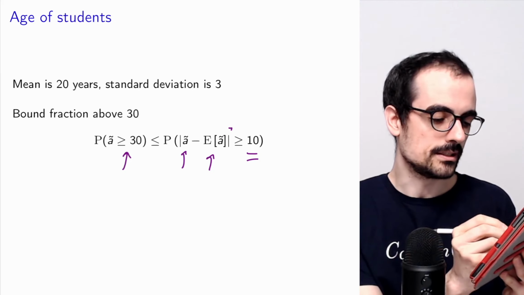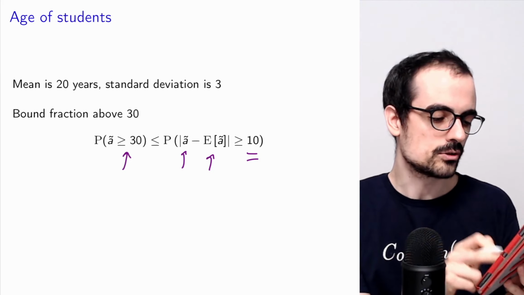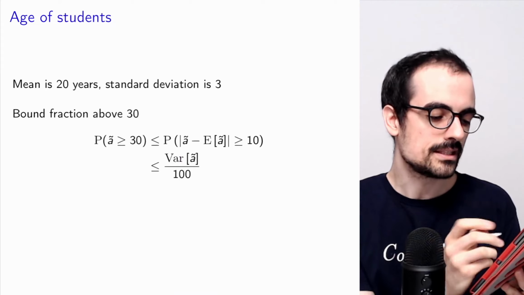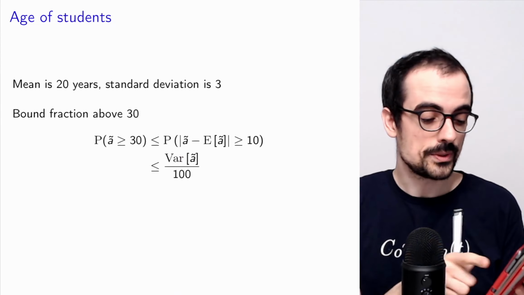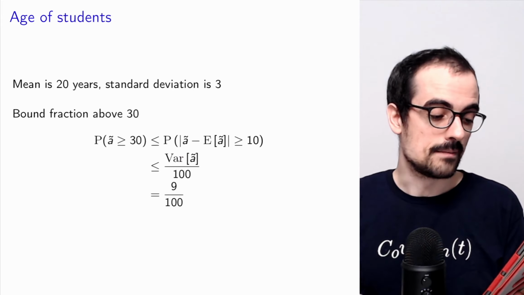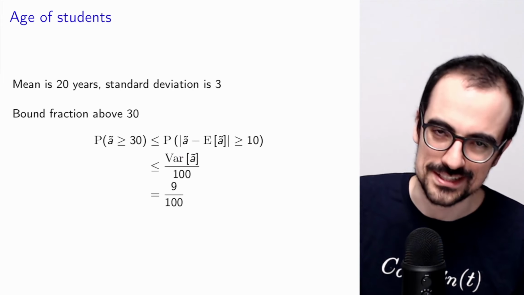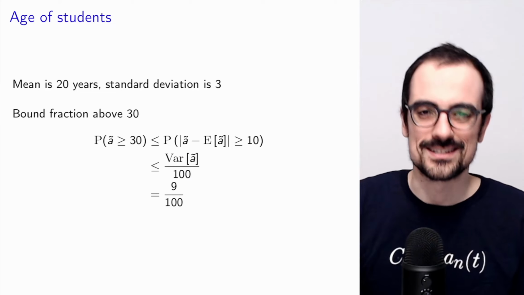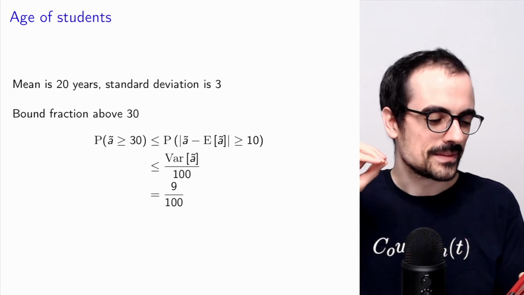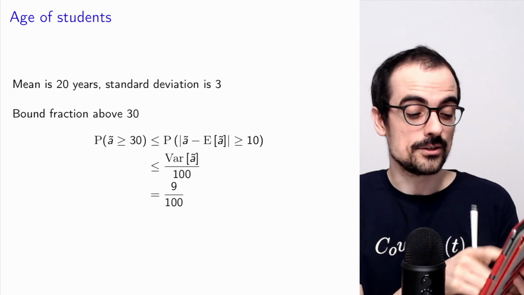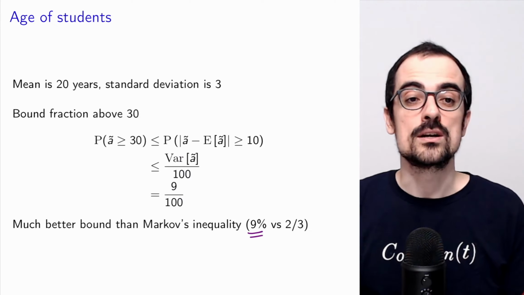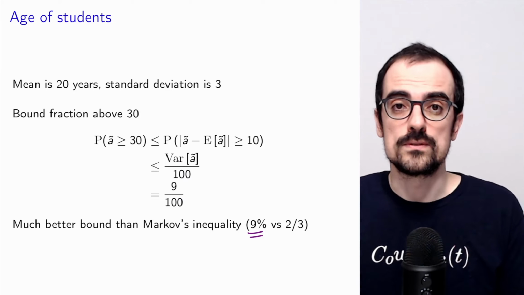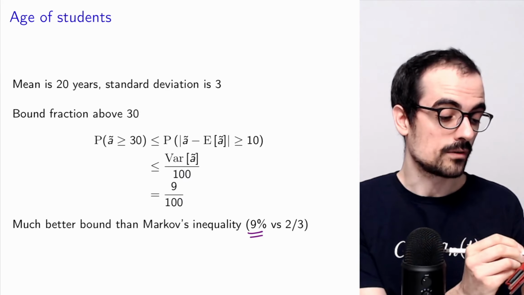Remember that when we established it, we had squares here and here. So this is going to be bounded by the variance divided by the square of 10, divided by 100. The variance is 3. No, the variance is 9 because the standard deviation is 3. I have this trouble with squares, okay? So 9 divided by 100 is just 0.09. We get a much tighter bound on the possible number of students than with Markov's inequality.